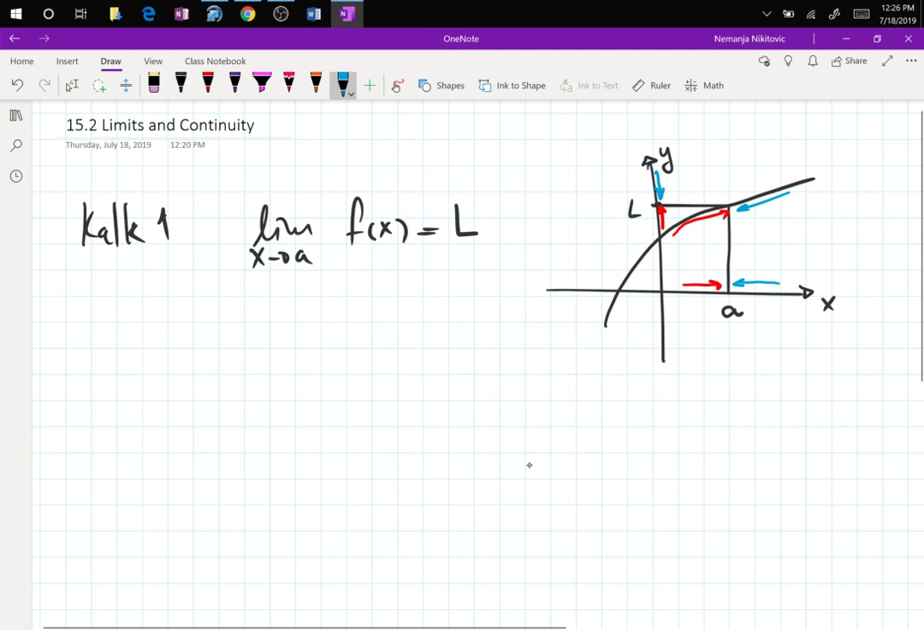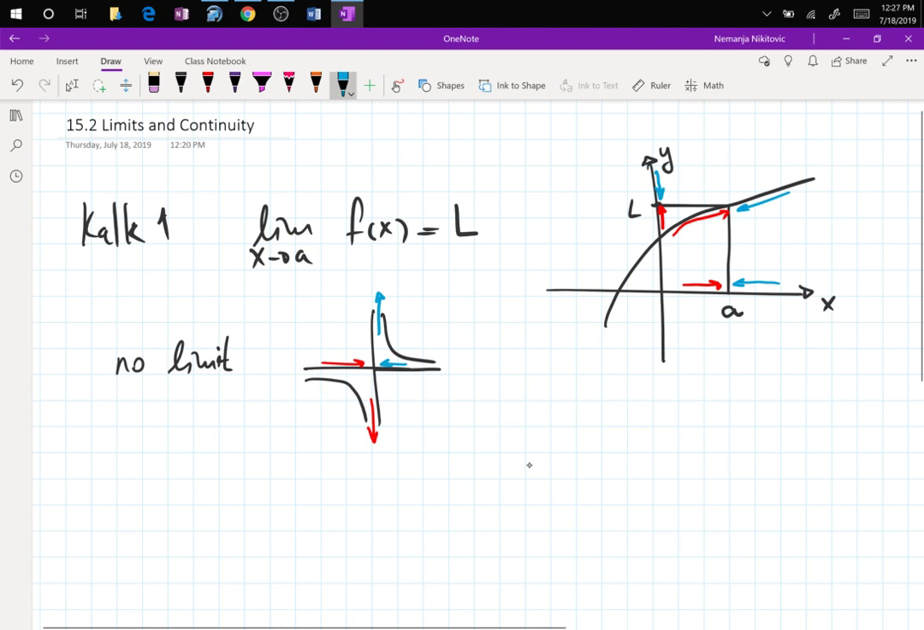Now, if there is no limit situation, you have something like, let's say, 1 over x as you approach 0. As you approach from the left, which is red, you would go down the y-axis, and when you approach from the right, you would go up the y-axis. And they do not meet. And that's why there is no limit, because the left approach and the right approach gave us different numbers.